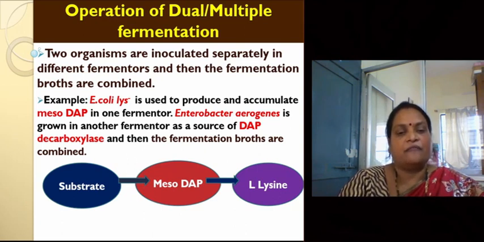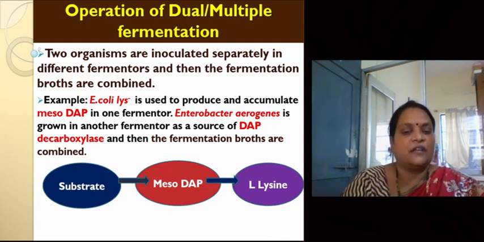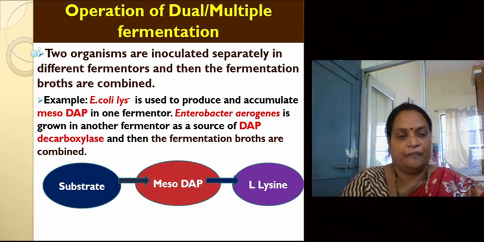Now the pathway for L-lysine fermentation in brief involves a pathway like this. Substrate is converted into an intermediate called meso-DAP, and meso-DAP is converted to L-lysine. What happens here is L-lysine is under feedback control. That means if L-lysine is produced in excess, it will stop its own synthesis. And therefore, whatever amount of substrate you provide after that, the substrate will not be converted to L-lysine.